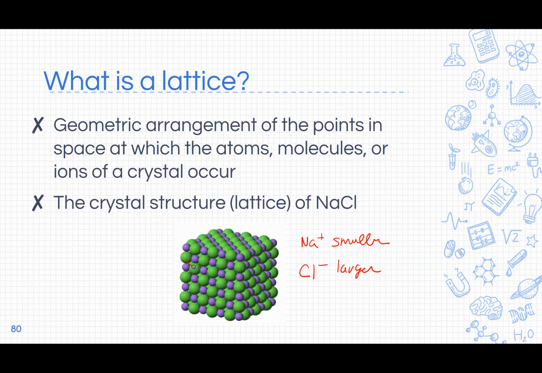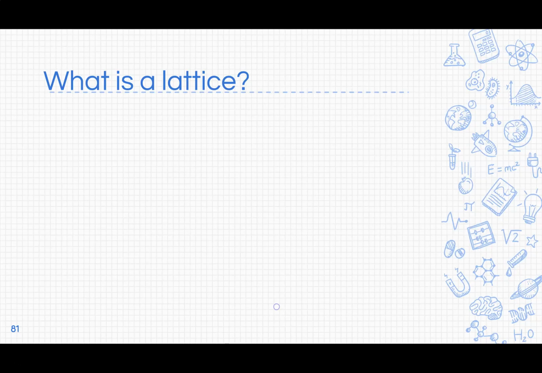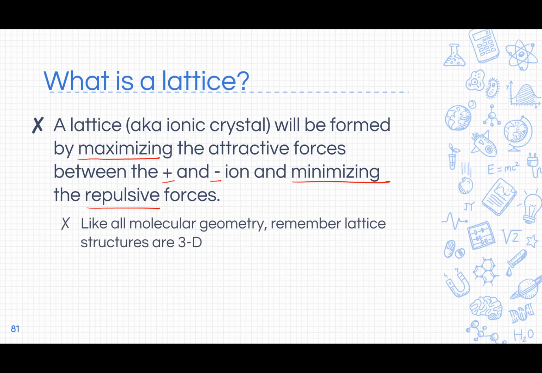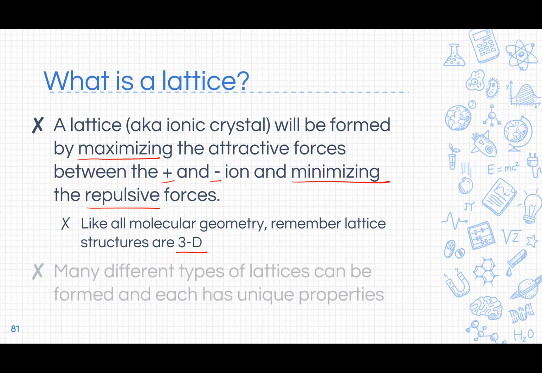The chlorine ions are as far away as possible. The sodium ions are as far away as possible, but the sodium and chlorine are getting that maximum attractive force. So lattices will form to maximize the attractive forces between the positive and negative ions and minimize the repulsive forces. Now, remember that like molecular geometry, a lattice is always a 3D structure. The picture that we looked at before showed us that, which is nice.